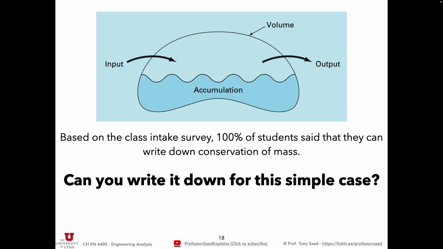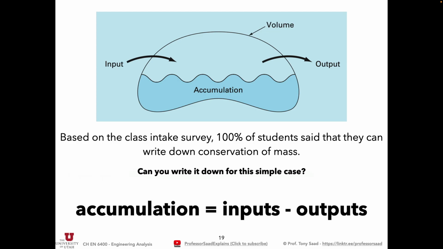Okay. So anybody else? Relation between accumulation, input, and output. What is the relation? We had one answer. Do you at least agree? Do you disagree? Okay, I agree. Accumulation is equal to inputs minus outputs. Okay. So think about it.